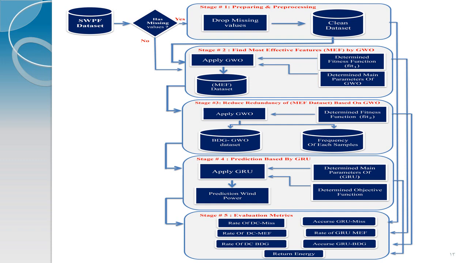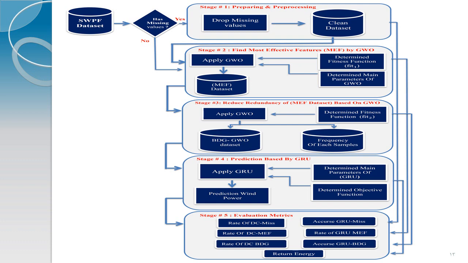In this diagram, we explain the steps of the proposed method. First, we test whether the original data contains missing values or not. If it contains missing values, it enters the first stage and drops missing values. Then the resulting dataset is stored in a buffer. This stage is called preparing and pre-processing. But if the original data doesn't contain missing values, it goes directly to the second stage.